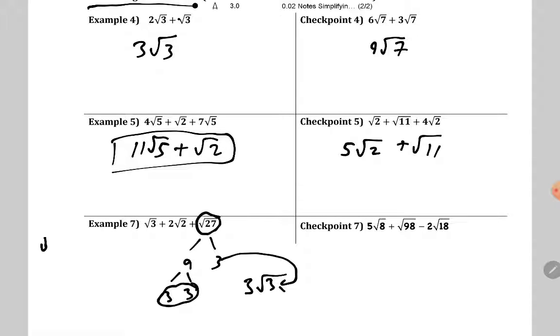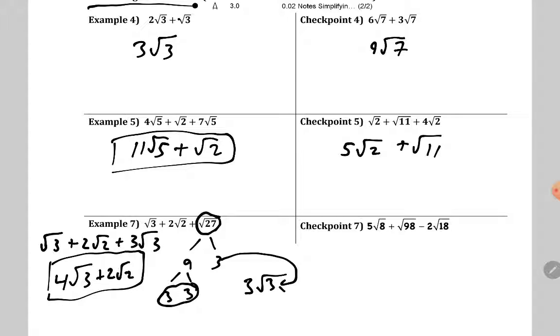So let me rewrite that. Square root of 3 plus 2 square roots of 2 plus 3 square roots of 3. 4 square roots of 3 plus 2 square roots of 2. And that is our answer.